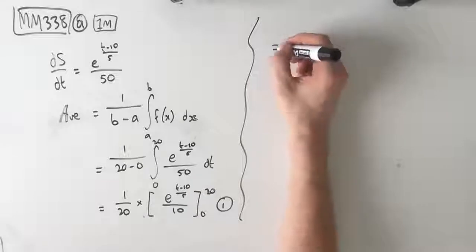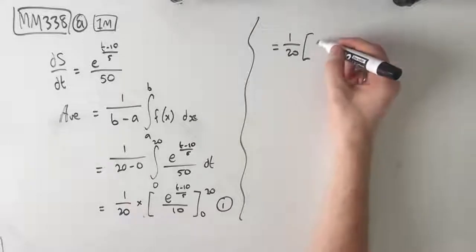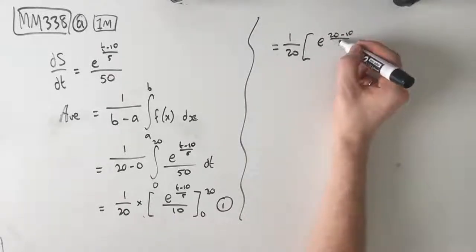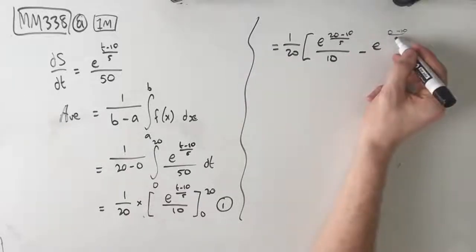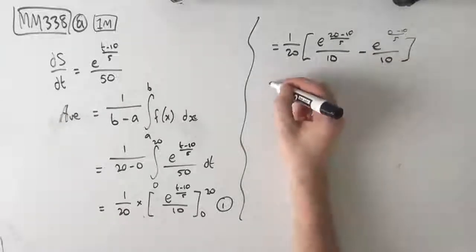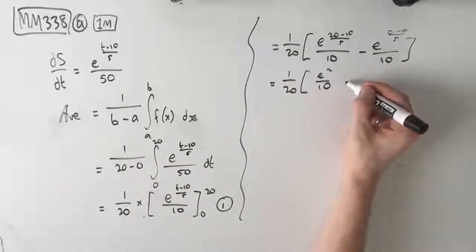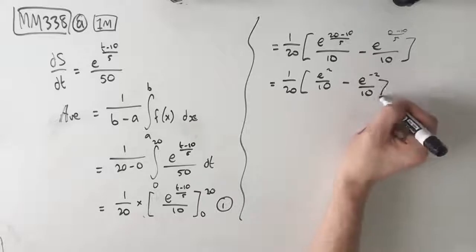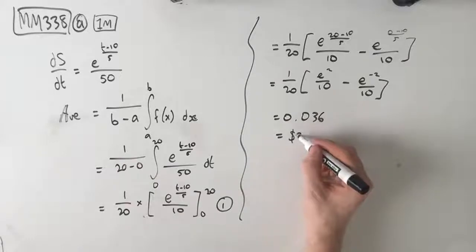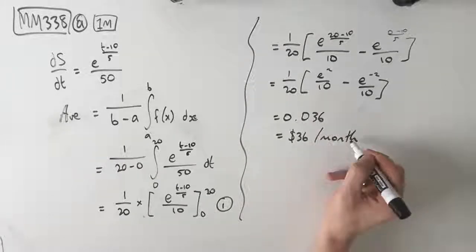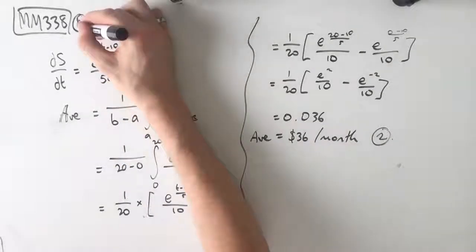So from here, we can then say 1 over 20, and then we need to sub our 20 and our 0 in, and we get e to the power of (20 minus 10) over 5, over 10, minus e to the power of (0 minus 10) over 5, over 10. Then from here, we can simply say 1 over 20 times e squared on 10 minus e to the negative 2 on 10. And what we're going to get is 0.036, which means to the nearest dollar, we're growing at $36 per month. And that is our average growth, okay? That's our second mark, and our final mark for part B.